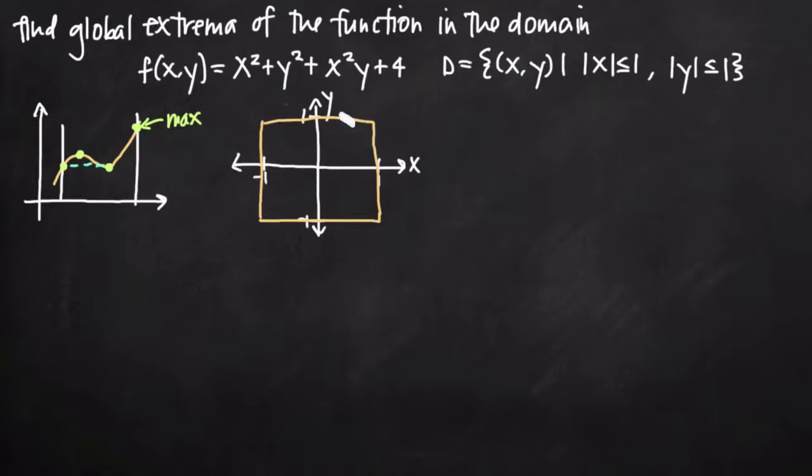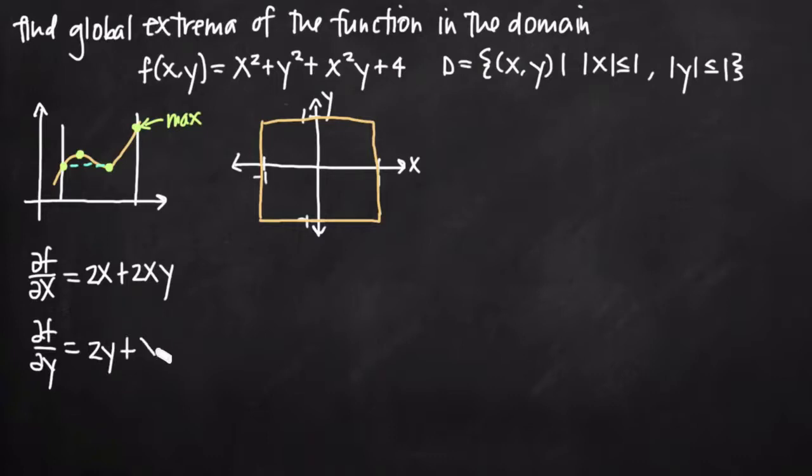To find the critical points on the inside, we're going to follow the same process we use for finding critical points when we're talking about local extrema, and that's just to find the first order partial derivatives of our function with respect to x and y. So we have the first order partial derivative with respect to x, which is going to be equal to 2x + 2xy, and then our first order partial derivative with respect to y, which is going to be 2y + x^2.